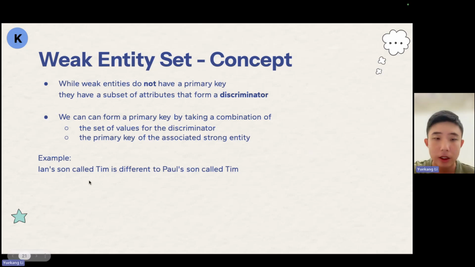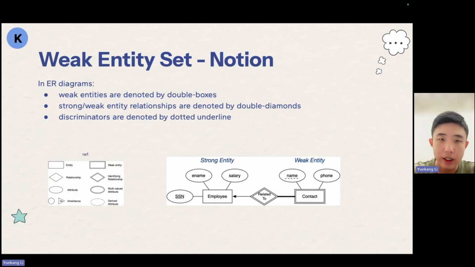So, for example, there are two teams here in this scenario. However, if we associate a team with a strong entity, which is the father of team, then we could uniquely identify team. So weak entities could be uniquely identified with the discriminator plus the primary key of the associated strong entity. So let's see some notations and examples here.